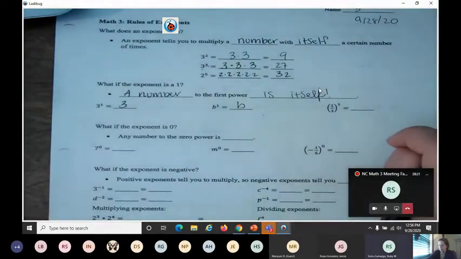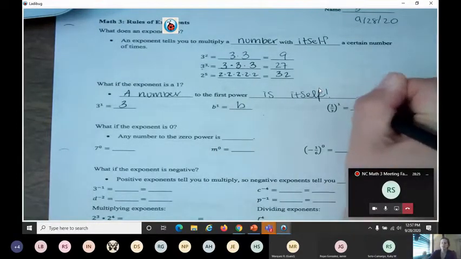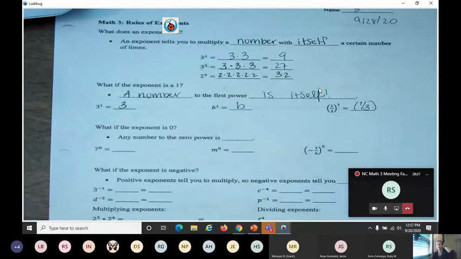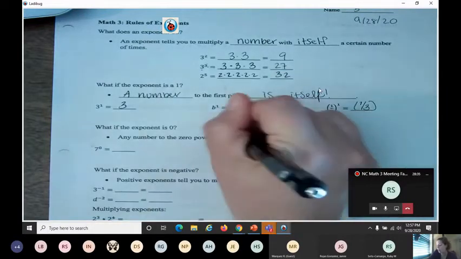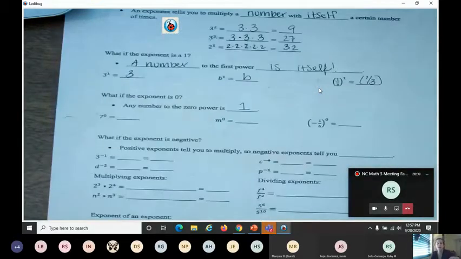Isn't it 1/3? Yeah, very good, 1/3. Perfect. Okay, so a number to the first power is going to be itself. Now, what if the exponent is a 0? Any number to the 0 power is going to be a 1. No matter what it is, if it's to the 0 power, we have 1.